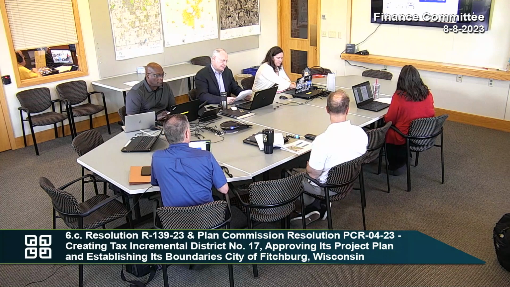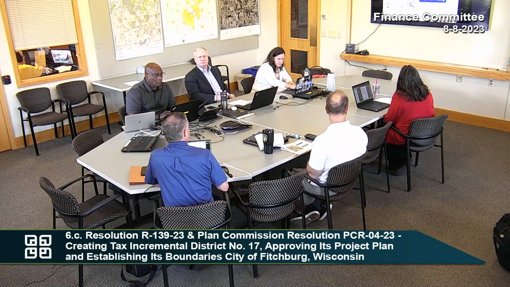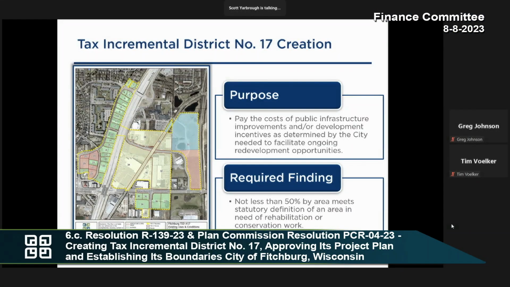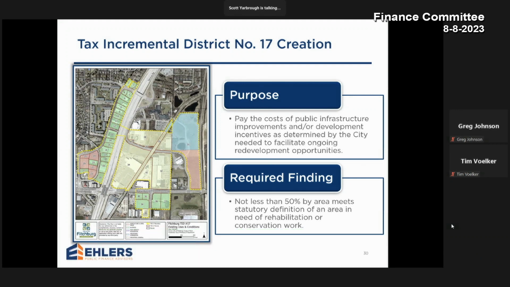Greg, once again, the floor is yours. Thank you. So TID District 17, we show the map. Again, this consists of the Arrowhead neighborhood area and the Anton Drive area as part of existing neighborhood plans that will be updated and reevaluated for development opportunities.